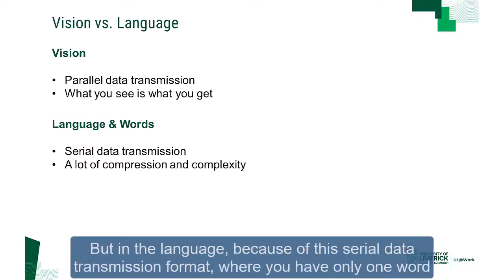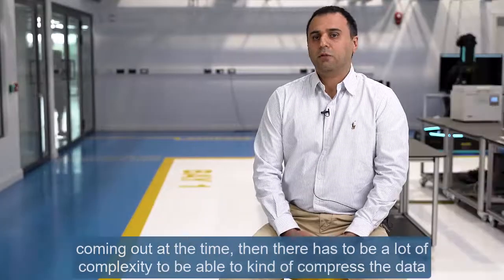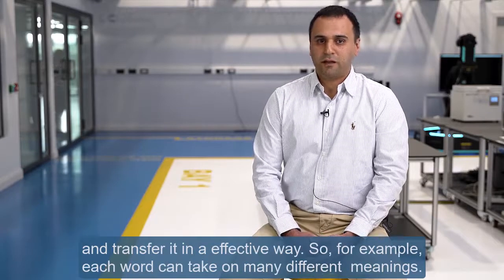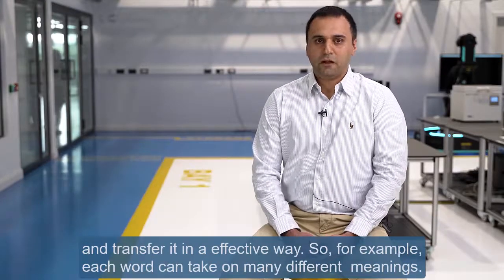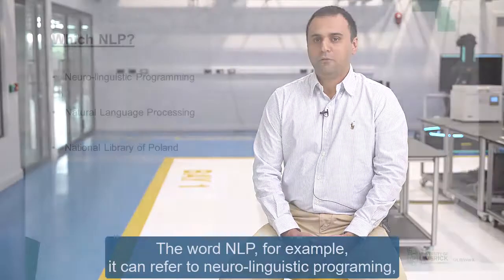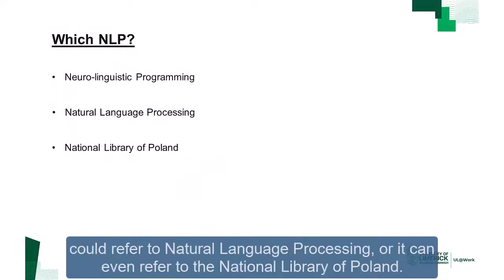But in language, because of this serial data transmission format, where you have only one word coming out at a time, there has to be a lot of complexity to be able to compress the data and transfer it in an effective way. So, for example, each word can take on many different meanings. The word NLP, for example, can refer to neuro-linguistic programming, could refer to natural language processing, or it can even refer to the National Library of Poland.